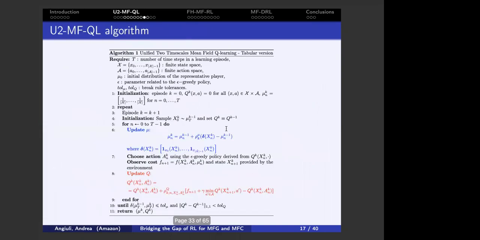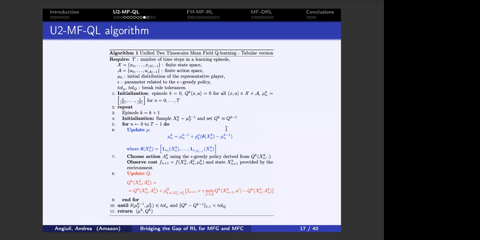So we designed this algorithm for problems with finite state and action spaces, which tries to take care of the trade-off between exploration and exploitation using an epsilon-greedy policy. We initialize the Q matrix equal to 0 for all entries (x, a), and we start with an initial guess of the limiting distribution as a uniform distribution over the state space.